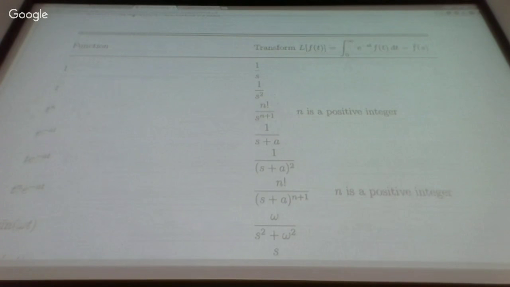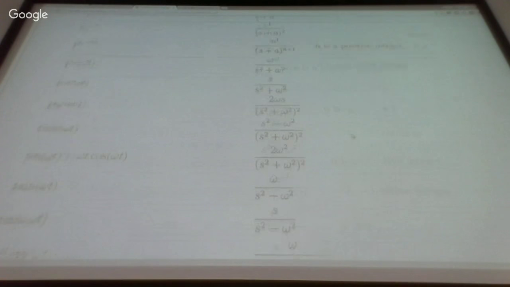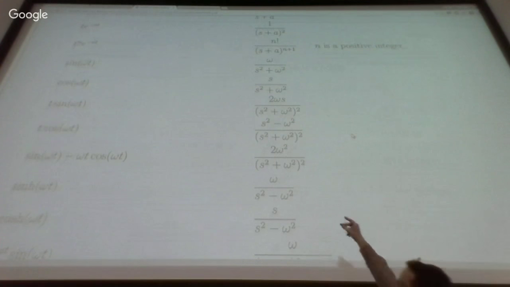Okay, but a function of a new variable s. The exponential goes to 1 over s plus, well, whatever this coefficient is, but the negative of the coefficient. The minus a here transforms to plus a here. And so on. So you get these rational functions in it.